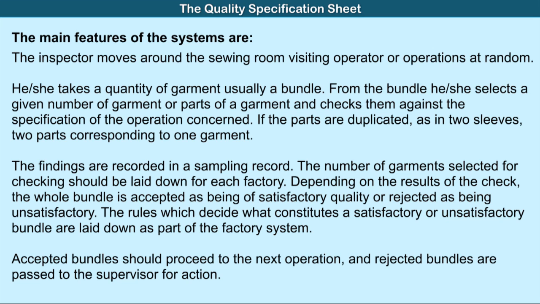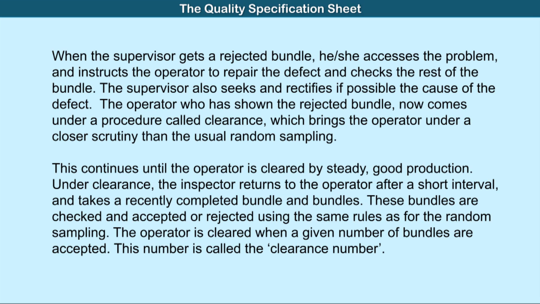Accepted bundles should proceed to the next operation, and rejected bundles are passed to the supervisor for action. When the supervisor gets a rejected bundle, he or she assesses the problem and instructs the operator to repair the defect and check the rest of the bundle. The supervisor also seeks and rectifies, if possible, the cause of the defect.